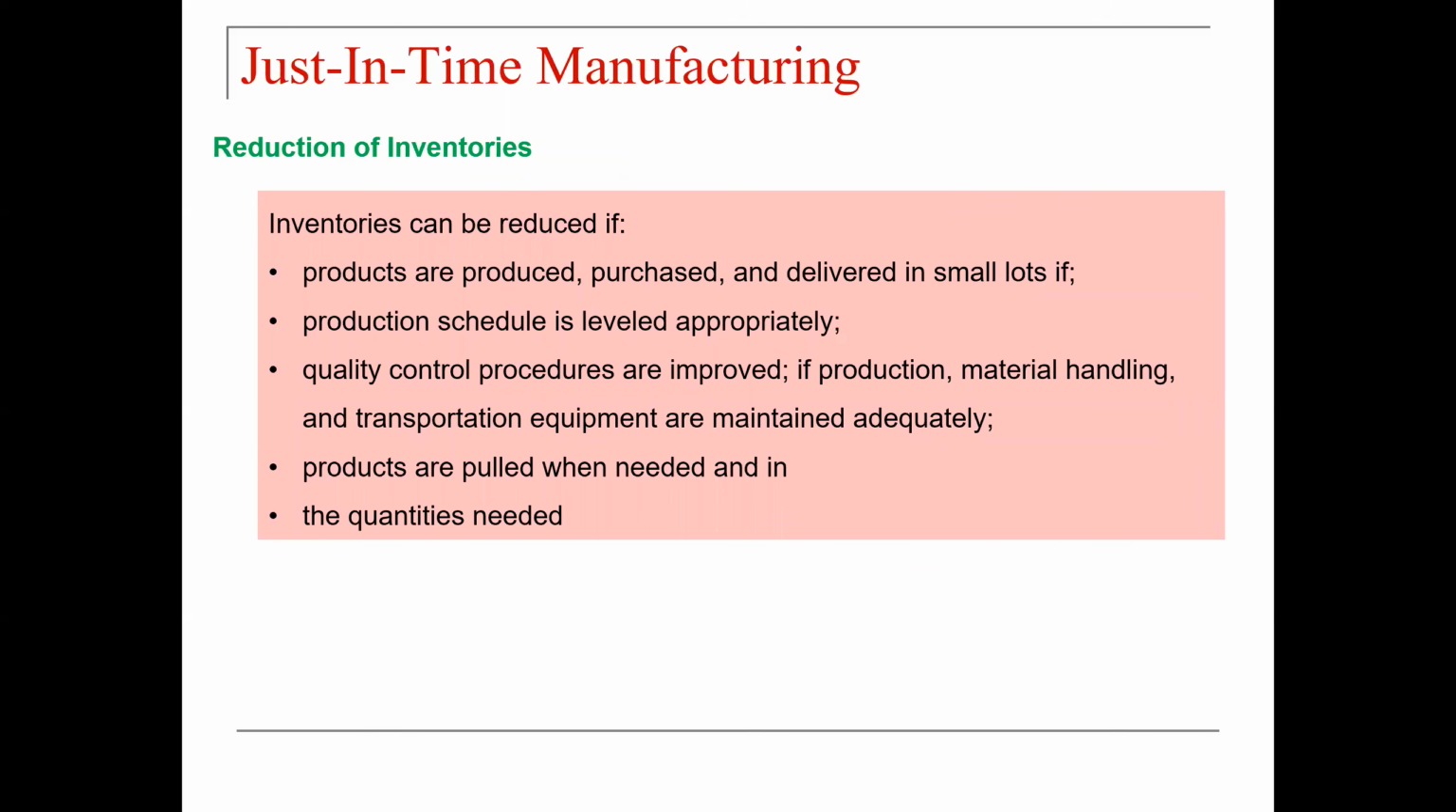In terms of reduction of inventories, inventories can be reduced if products are produced, purchased, and delivered in small lots, if the production schedule is level appropriately. Quality control procedures are improved if production, material handling, and transportation equipment are maintained. Products are pulled when needed and in quantities needed.